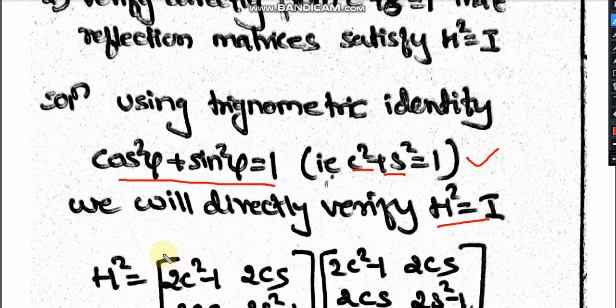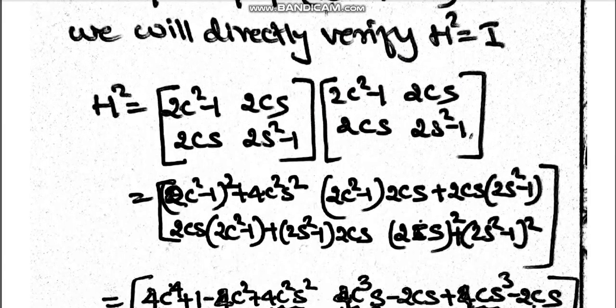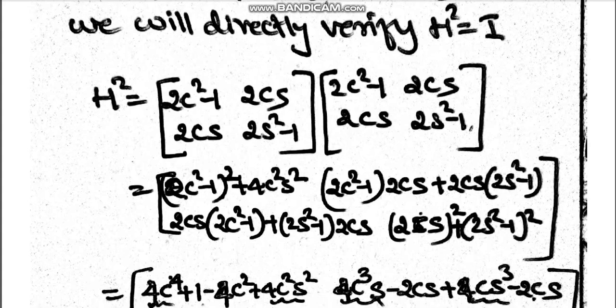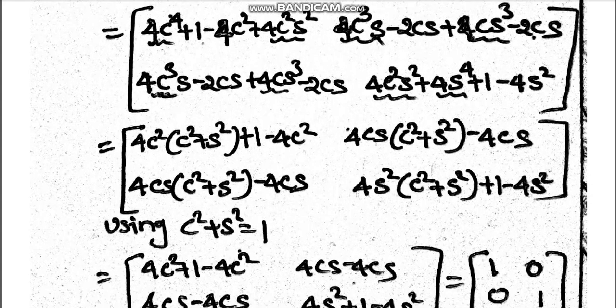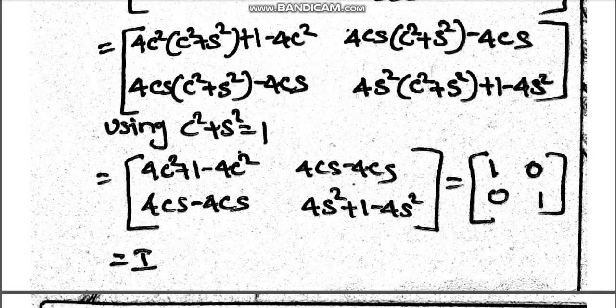So take H square, so H is this, and multiply that, go on simplifying, and after simplification you get this. Here you are making use of the trigonometric property c square plus s square equals 1, and using that property it comes to 1, 0, 0, 1. That is, this becomes 1 and this gets cancelled, this is 1 and this gets cancelled, that becomes 0. You have an identity matrix. Okay, so that is proved.